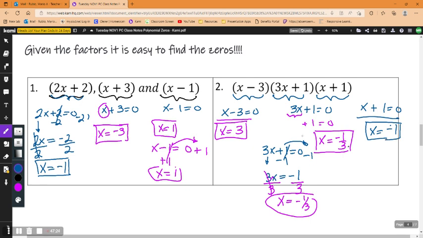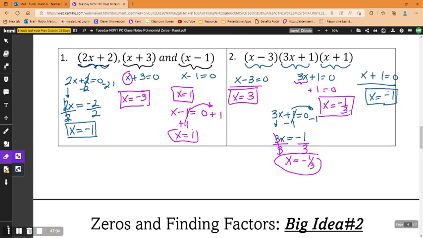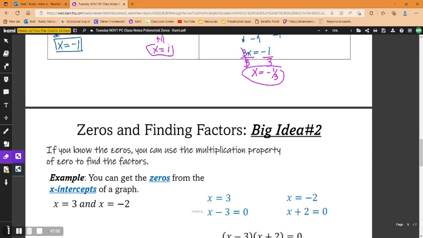Each one of these is a 0 or a root or a solution to the expression, to the polynomial. So now you know why we call them zeros. They're actually called zeros because we literally set them equal to 0 to find out what they are. Tomorrow we'll go over how to use the zeros to find the factors.